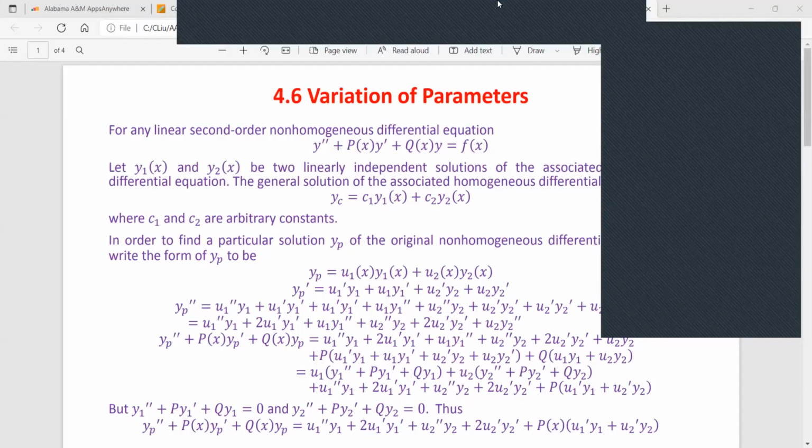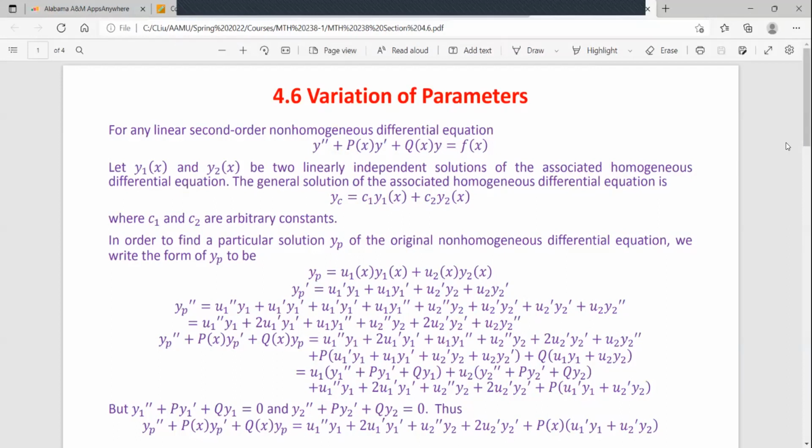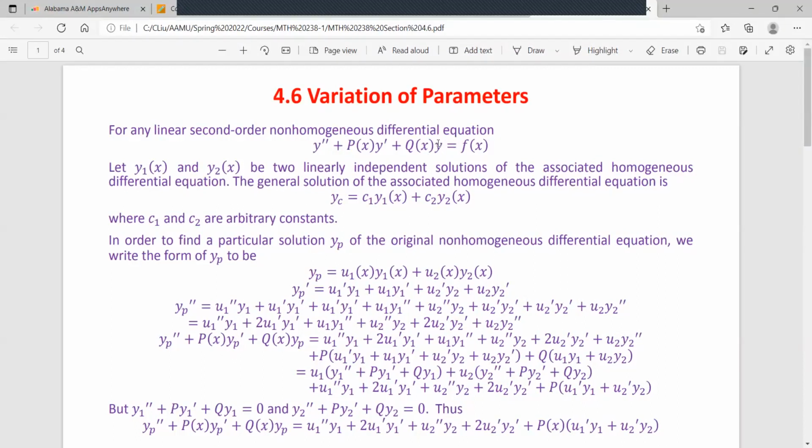Okay, so we just talked about the variation of parameters. Last time, that's another method to find a particular solution for the non-homogeneous differential equation. The other method is the undetermined coefficients.